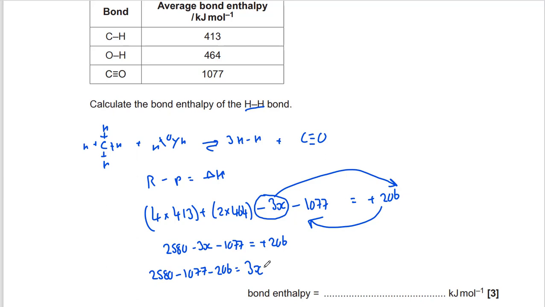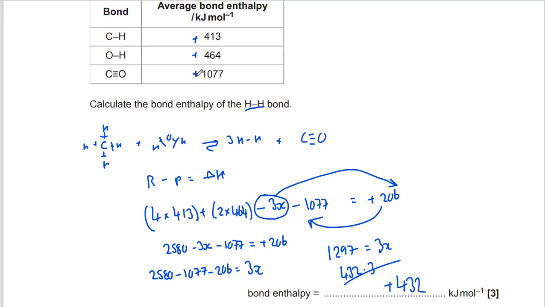2580 minus 1077 minus 206 gives me 1297. So 1297 equals 3x, and then it's just a simple amount divided by 3. So 1297 divided by 3, and you end up with 432.3. So that is your answer, 432.3. You can round it, I suppose, to 432, but I don't think it really matters. You just put the 0.3 on. Just be aware, it must be a positive number. All the numbers in the table are positive, so when you report bond energies, they have to be positive.